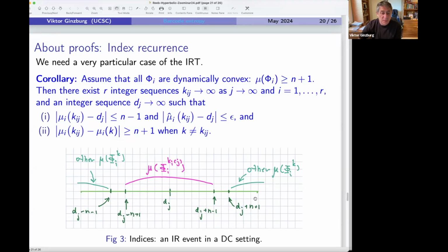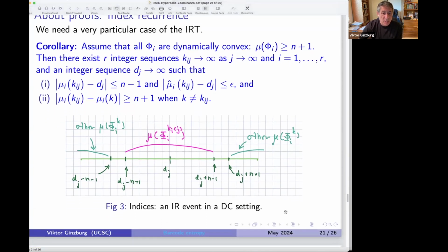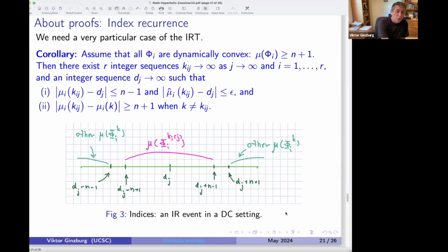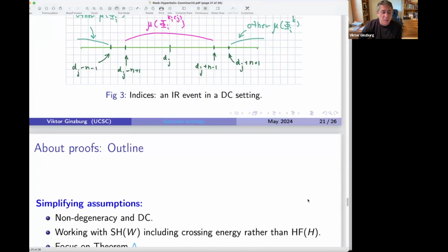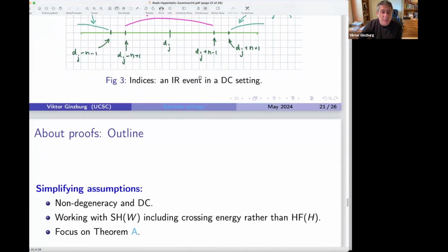So how would we make it more clear? Maybe let's just keep it like that, and then I have a few more minutes to say how the general proof works, and I think it will become more clear from that.